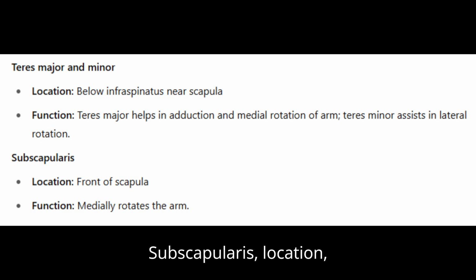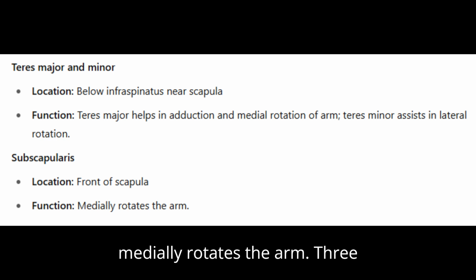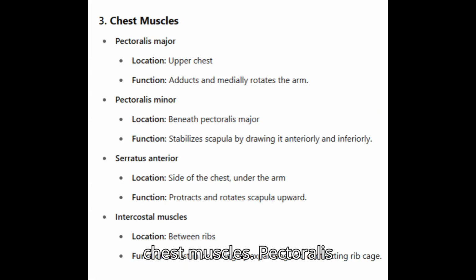Subscapularis. Location. Front of scapula. Function. Medially rotates the arm. 3. Chest muscles. Pectoralis major. Location. Upper chest. Function. Adducts and medially rotates the arm. Pectoralis minor. Location. Beneath pectoralis major. Function. Stabilizes scapula by drawing it anteriorly and inferiorly.